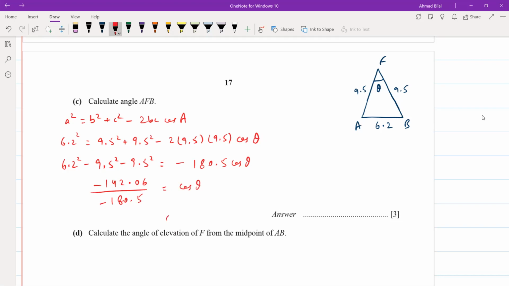ठीक है? So cos theta हमारे पास यहाँ से आ जाता है, 180.5 से डिवाइड कर दिया उसको. That is 0.787. So this is 0.787. All you have to do now is take cos inverse. So your theta therefore is going to be cos inverse of 0.787, and you'll be able to find that angle.